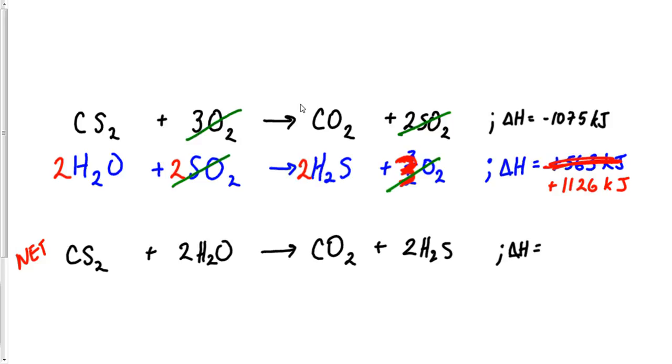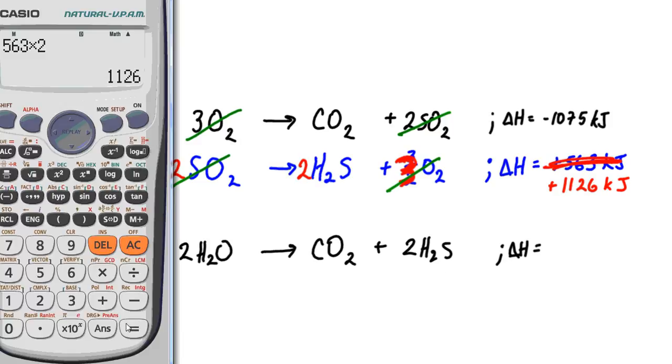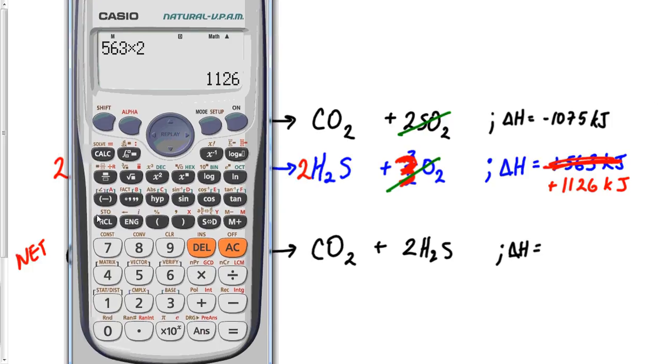When you are done and everything cancels, all you got to do is grab your calculator, sum this up. So look at what I got. Negative 1075 plus 1126 equals, and hey, this is very important, positive 51 kilojoules. There's my answer to this problem.